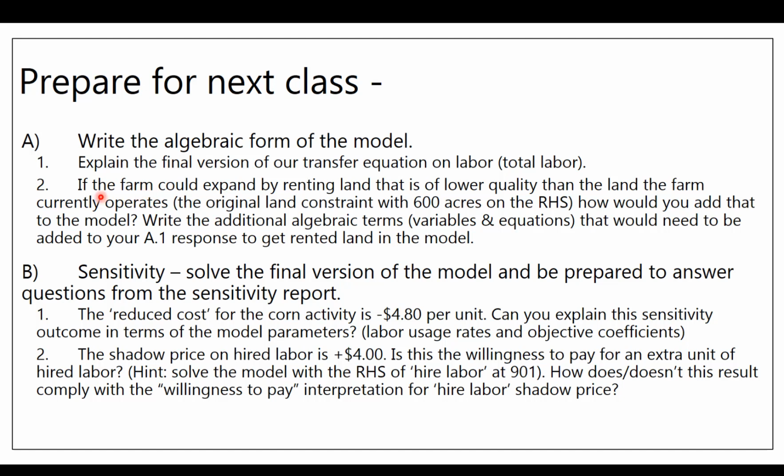And then the next part, if the farm could expand by renting land, that is of lower quality than the land the farm currently operates. So let's say that the farm has some really good land at 600 acres that's there. How would you get some differentiated land that isn't as good as what we have? What kind of information would you need? How would you add it to the model in terms of variables and equations? So just think about that as rental land, and how you would get that in there, and how you would think about the crop planting mix and how it works in this model.